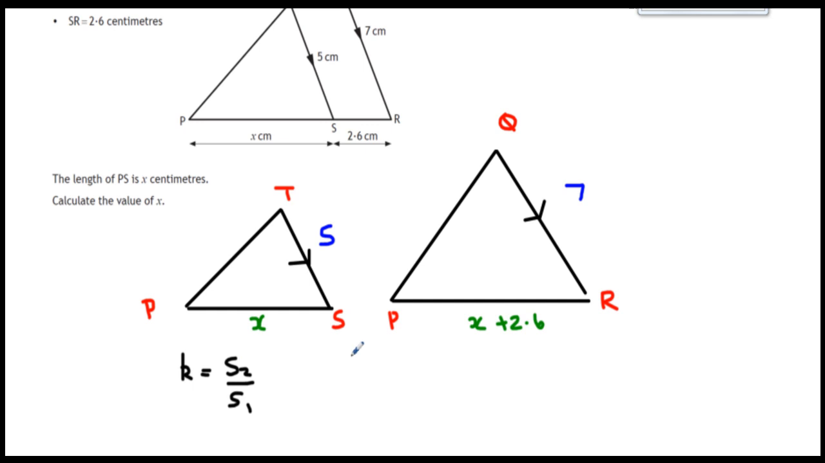So shape 2 is 7 and 5. So we've got 7 divided by 5 as our scale factor. Now you can change that to 1.4, but this is a non-calculator paper, so I would advise you leave it as 7/5. Now what does that mean? That means that everything in that triangle is multiplied by 7/5 to get to the other one.